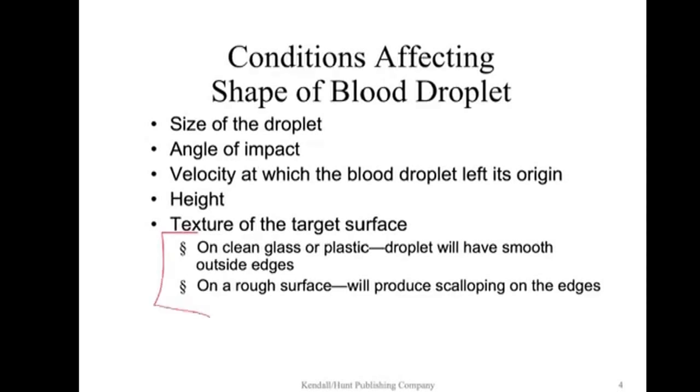This point here, to be noted, the roughness or smoothness of the surface will change the scalloping along the edges of the droplet. So smooth surfaces result in smooth edges, rough surfaces result in rough edges. Alright, that's it for the basics of blood droplets.